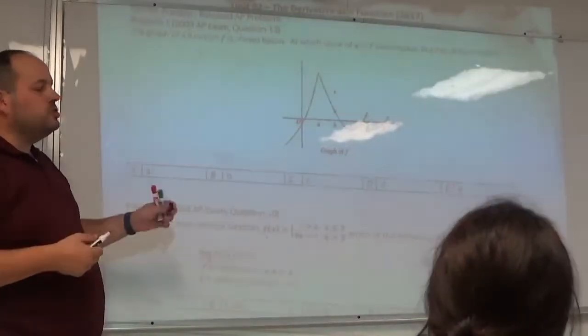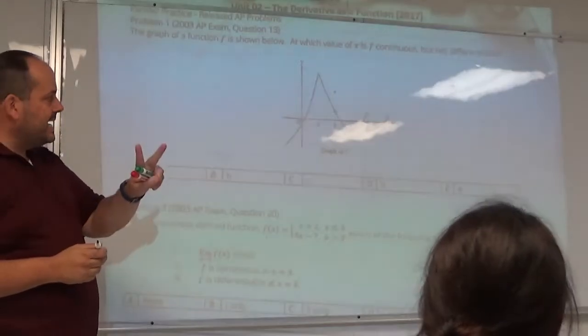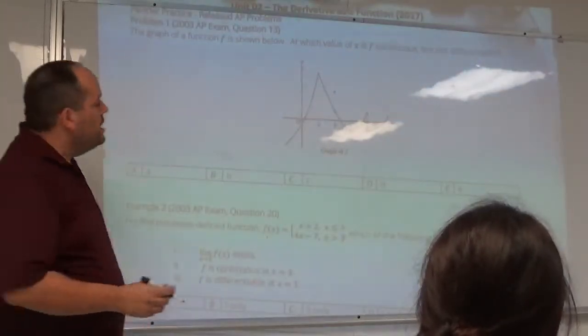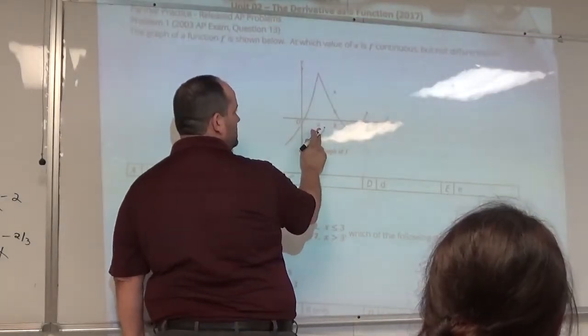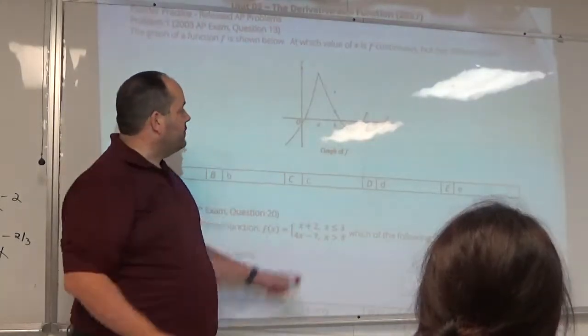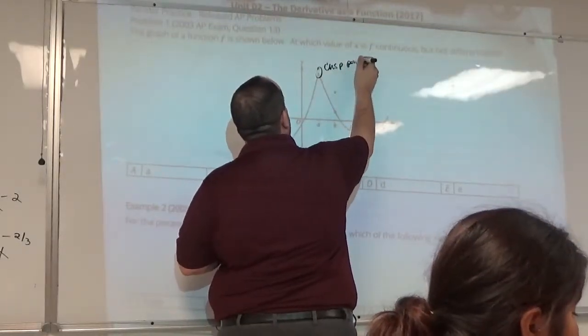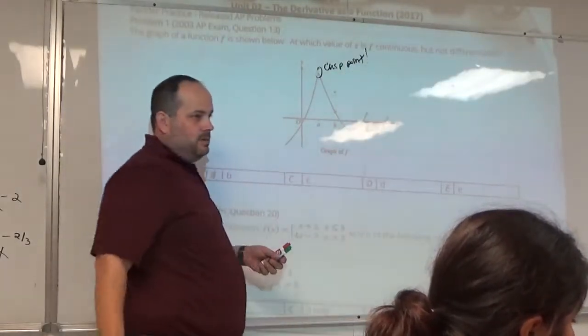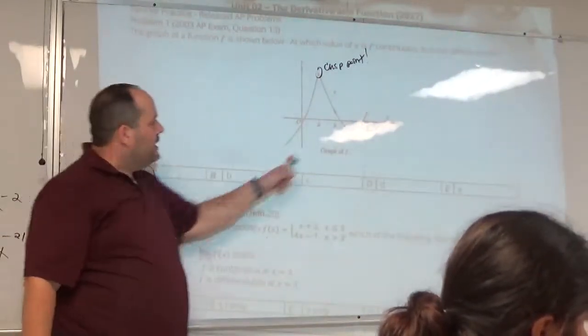I'm looking for the function to do two things at the same time. Number one, continuous. Second, not differentiable. So the question you need to ask yourself at A, is the graph continuous? Yes, absolutely. Is it differentiable? No, because there is a cusp point. So you're continuous, but you're not differentiable.